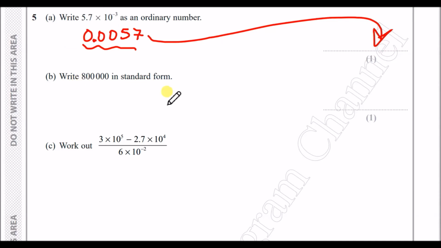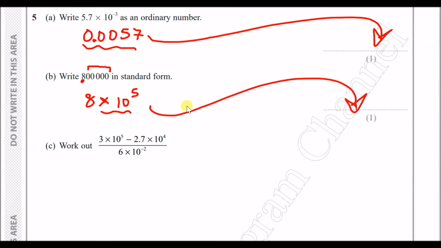Now, write 800,000 in standard form. Same thing applies. You firstly look at the first digit, and then you count how many numbers are after it. You've got exactly 5 values. So it'll be 8 times 10 to the power 5. And this is standard form, guys. It's always times 10 to the power something. 5 digits after the 8 means a positive 5. If it was 0.00008, well, 5 digits before the 8, it'd be a negative 5. And yeah, that part's done.